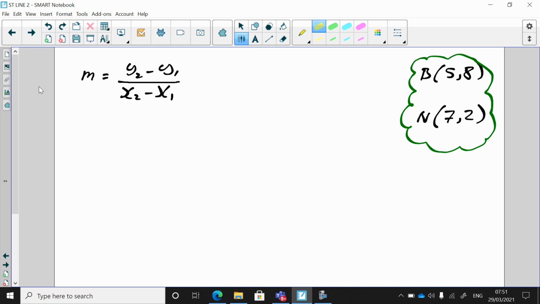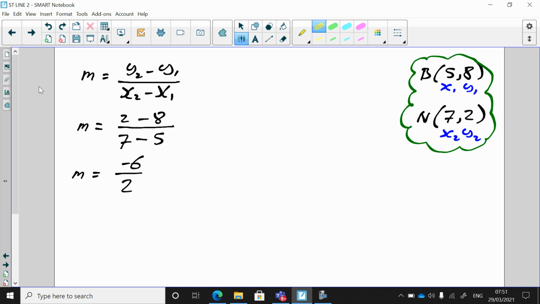Right, so I've only got 2 points here. I need the coordinates, so I need the gradient as well. So labeling as usual, get my numbers in. I've got -6 over +2. That's going to be overall negative. So that's my gradient is -3 there. That's fine. So that is the gradient of the line BN. Okay, so in order to work out the equation, I need to use one of those points here, either B being 5,8 or N being 7,2. It doesn't matter.